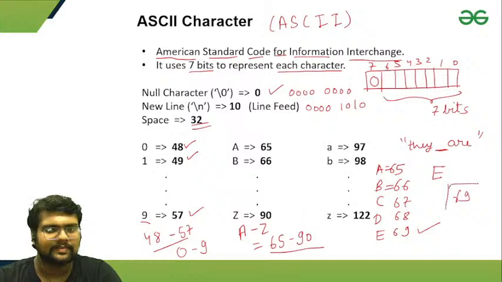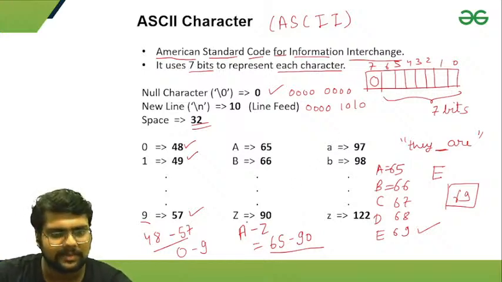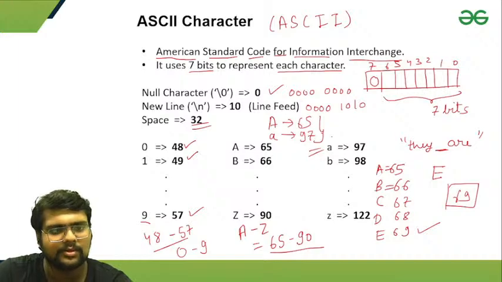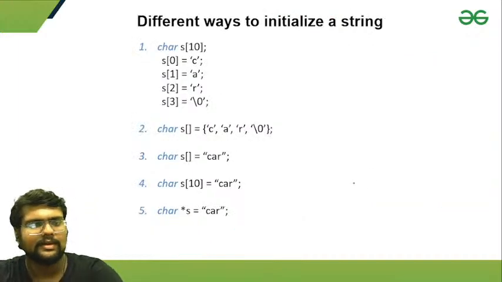Okay, so this is about the ASCII value. You have to remember that capital A's ASCII value is 65 and small a's ASCII value is 97. So you have to remember only these two. It will help you to solve the GATE questions. Okay. So let's move on to our next topic.